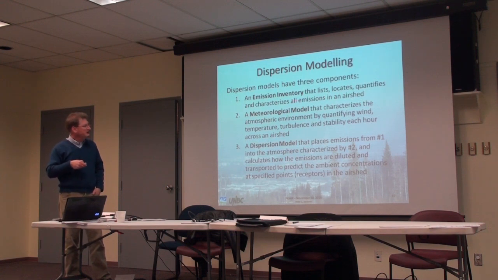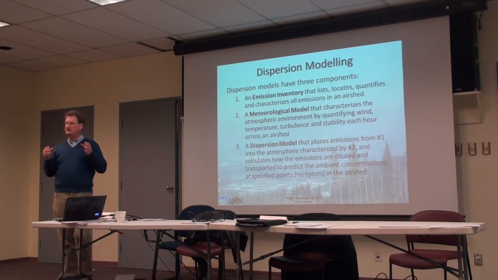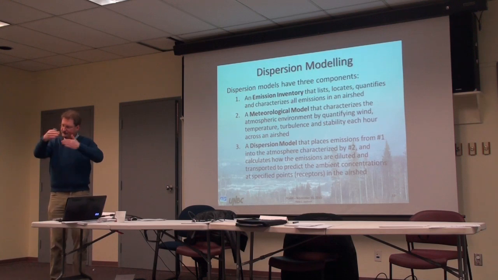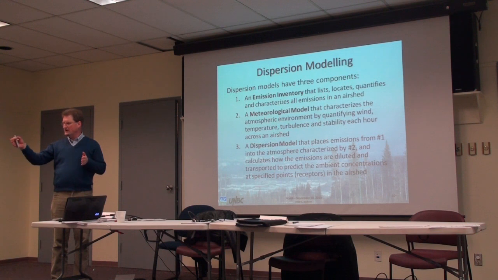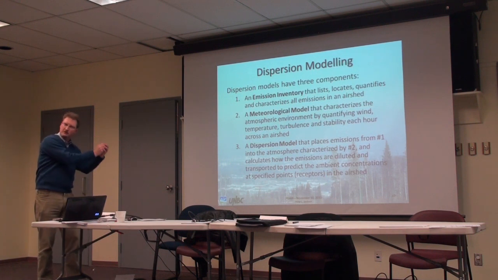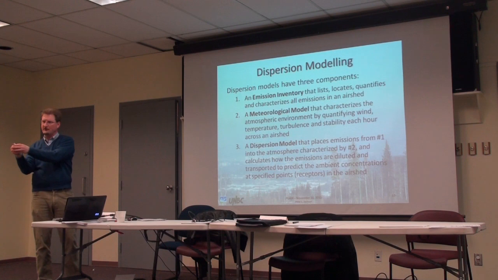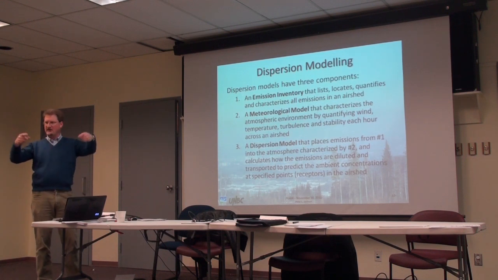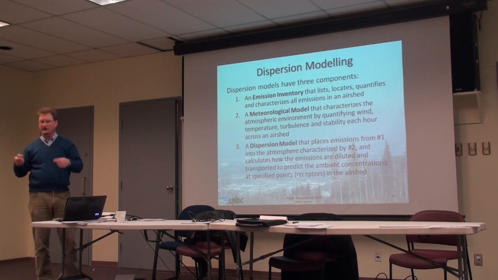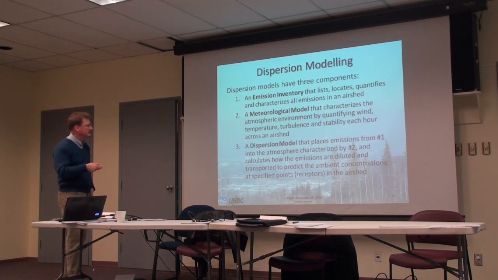A meteorological model. So the meteorological model tells us, in a three-dimensional grid, what the winds are like every hour of the year, what the temperatures are like, what the stability or the thermals are like, and what the mixing in the atmosphere is like. And all that information is needed to be able to carry the pollutants from the source to the receptor. And at the same time as it's carried from source to receptor, it gets mixed with fresh air and diluted. So this is what the meteorological model does.